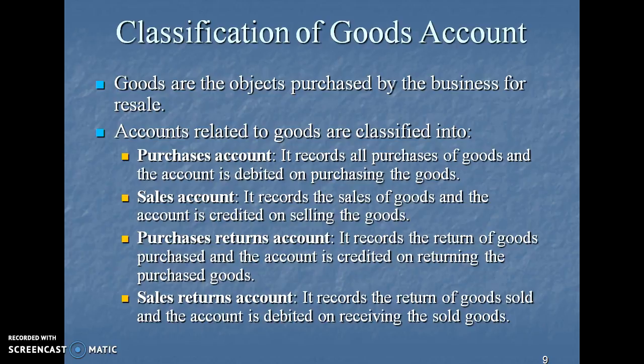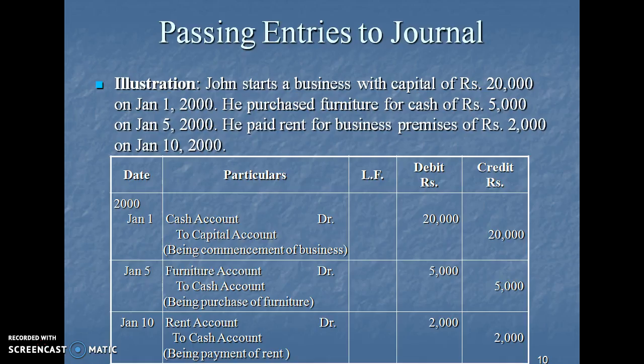Now, classification of goods account. Goods are the objects purchased by the business for resale. Accounts related to goods are classified into the purchase account. Whatever goods have been purchased will be recorded in the purchase account by debiting it. If goods have been sold, it will be recorded in the sales account, but it will be credited. If any purchase has been returned, it will be credited in the purchase return account, and if there is a sales return, it will be debited in the sales return account.